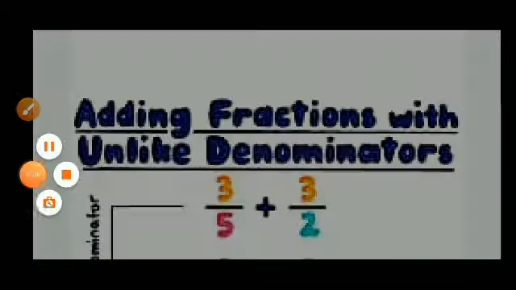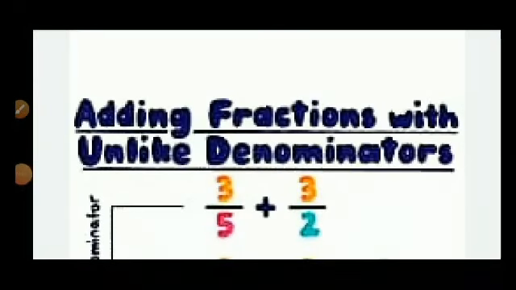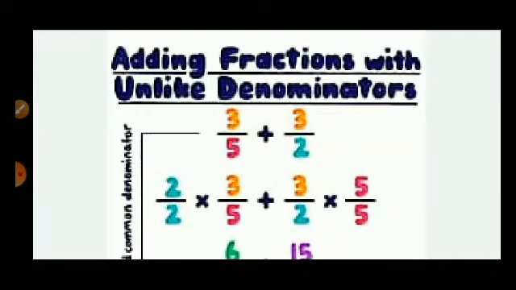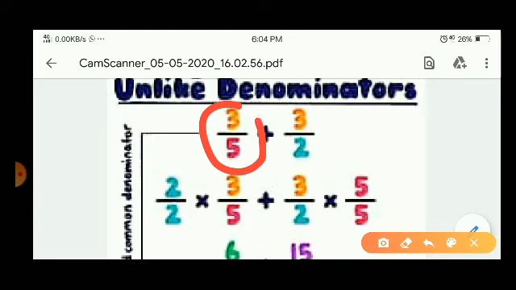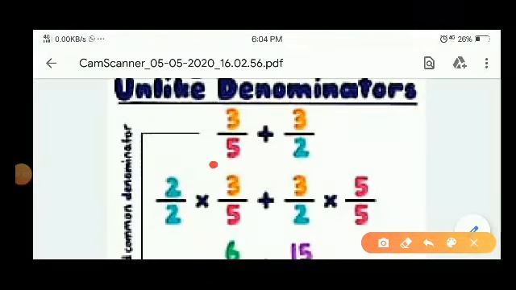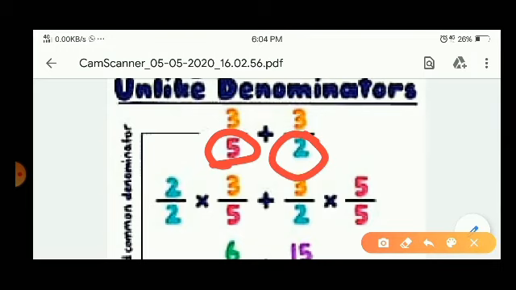Adding fractions with unlike denominators. So how do we find them? It is given that you have to add 3 upon 5 with 3 upon 2. Right? So now you can also see their denominators. This is a different denominator, this is a different denominator. So they both are unlike fractions.